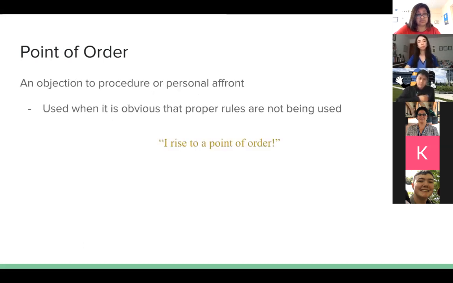So the first one is point of order. If someone has either completely gone off track and stopped using Robert's rules altogether without voting to suspend them or something like that, or if someone has just flat out insulted you while discussing a motion, you rise to a point of order. This pretty much just says, hey, get back to Robert's rules, be polite, be respectful, stuff like that.